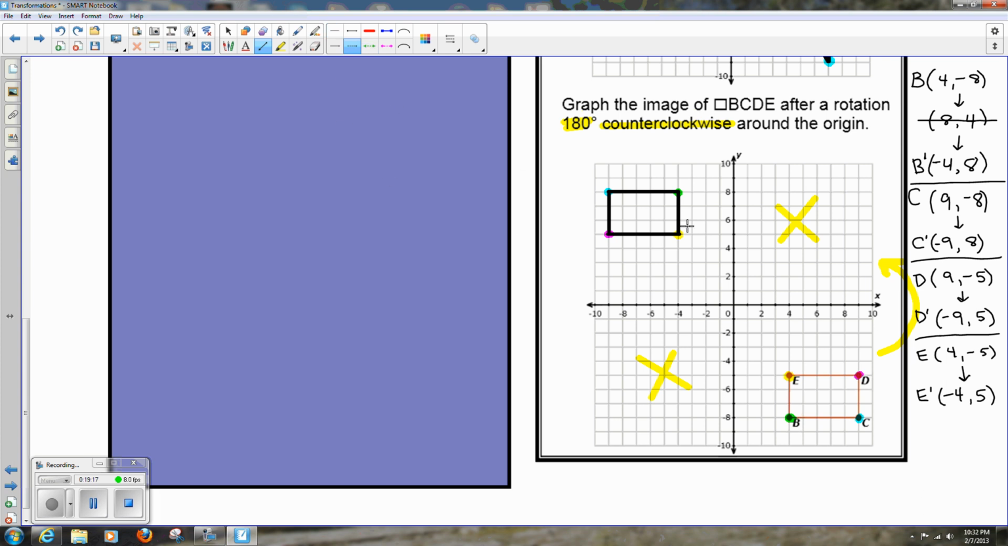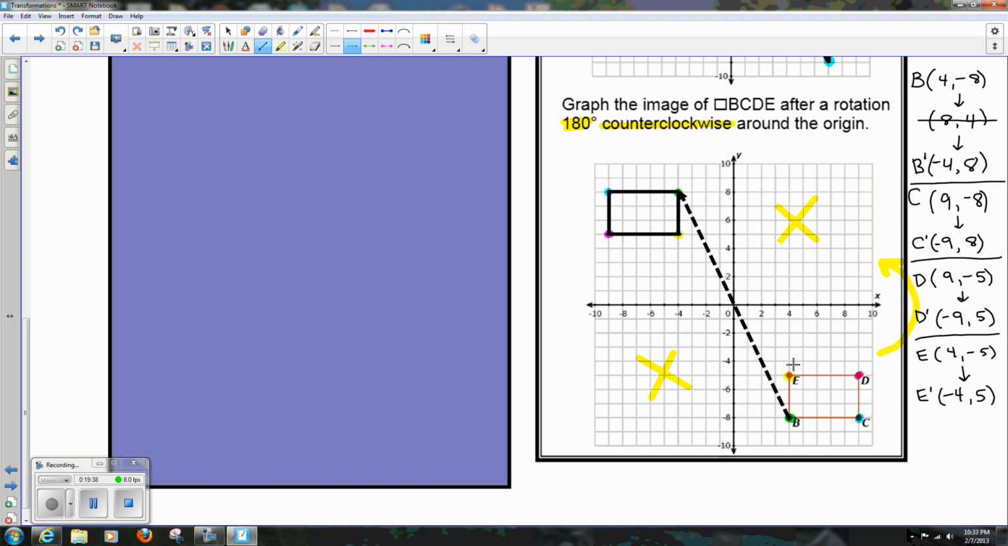If you were to take each of these points, so B and B prime, and make a line that goes from B to B prime through the origin. Do you see how it makes a straight line? And that's a 180-degree angle right here, 180 degrees.